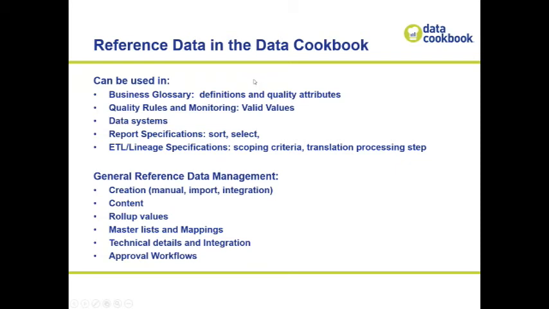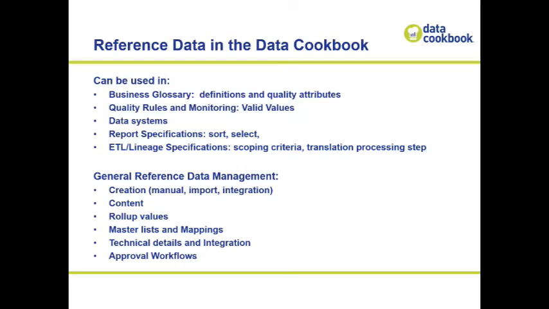So in the cookbook, this will just wrap up with a bit on this. We have places in the cookbook for managing reference data in your business glossary. You can use reference data values in your definitions, either functional or technical definitions, and you can set up quality attributes that say that these things validate off of certain reference data lists. You can create general quality rules and monitoring for valid values.